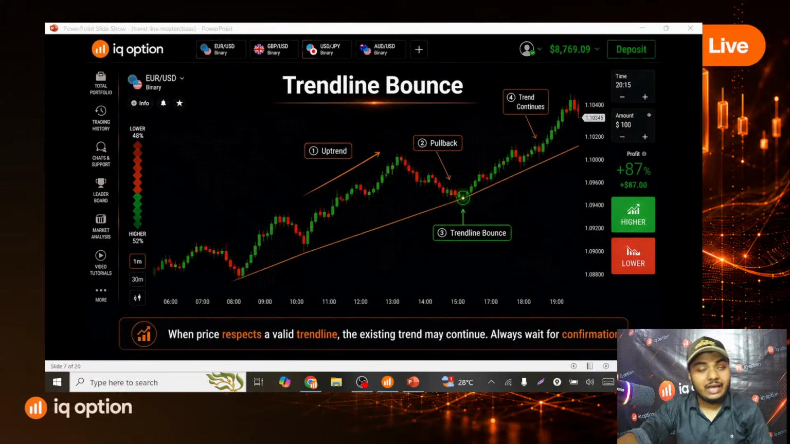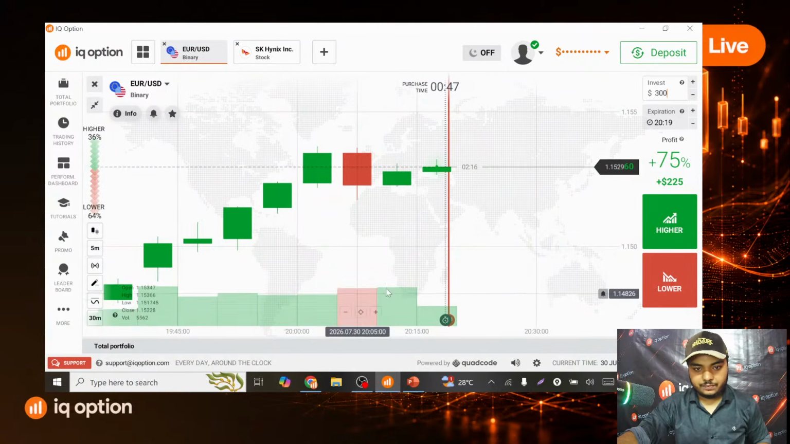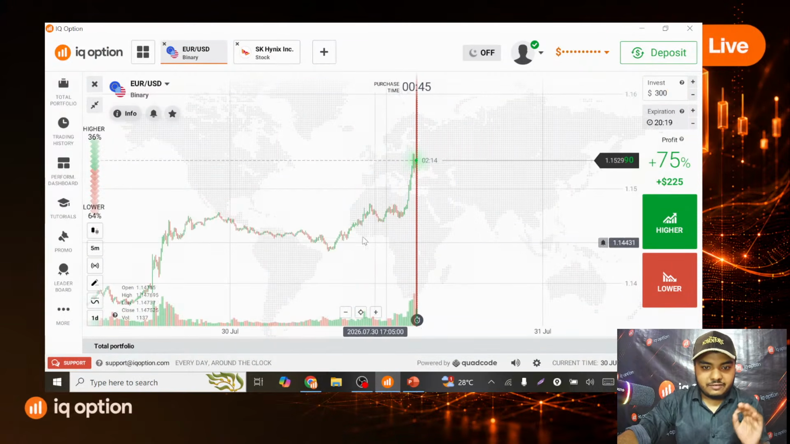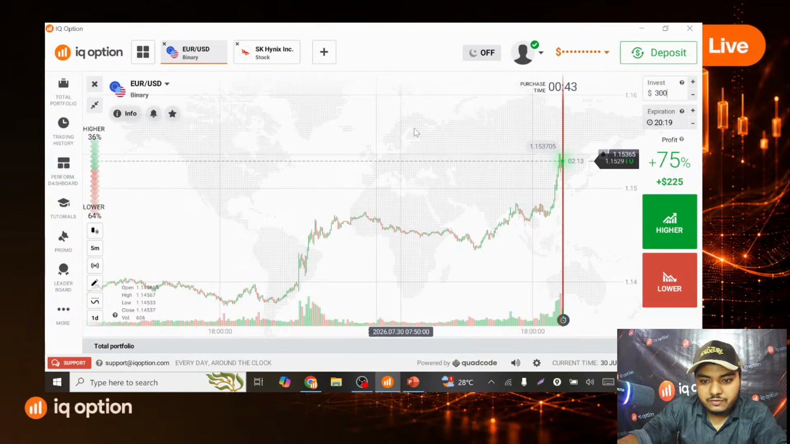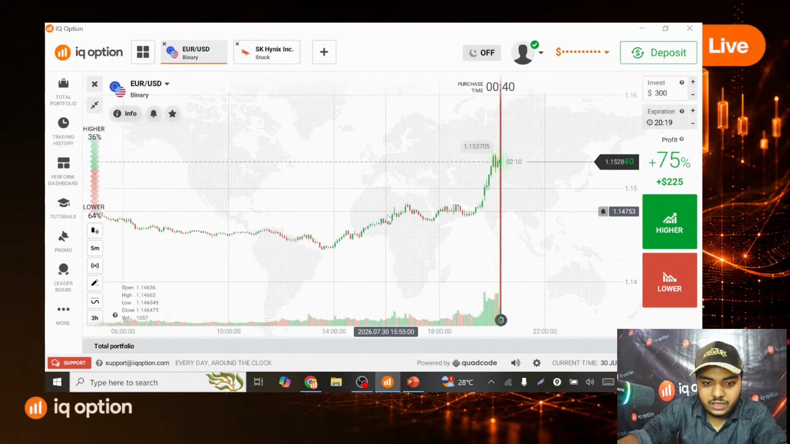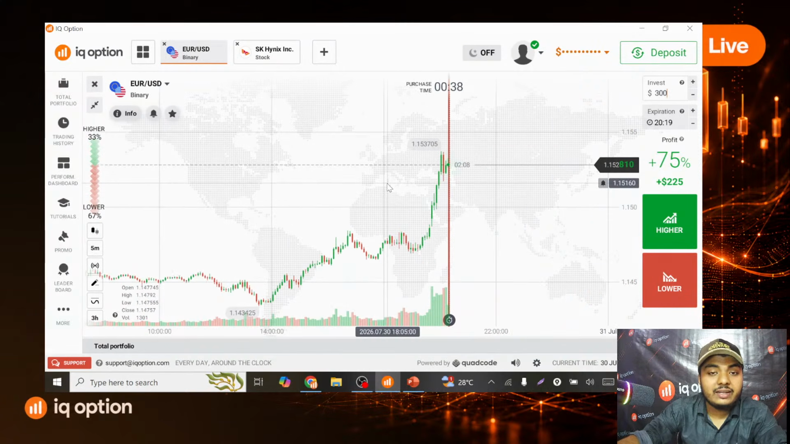Let's move to the IQ Option chart to see how a trend line actually works. So this is a 5-minute chart here, the IQ Option 5-minute chart. Here I can see there is a proper trend, because a trend line can only be drawn on a proper trend.